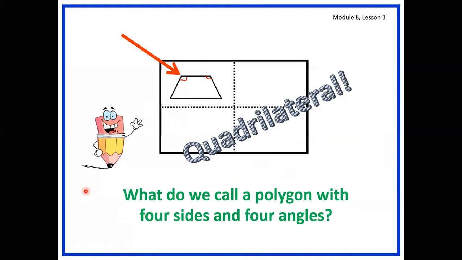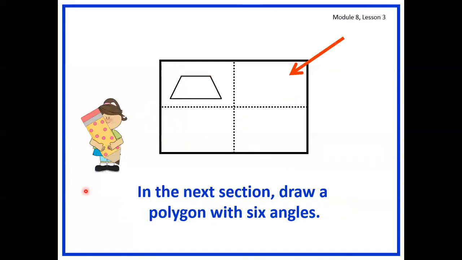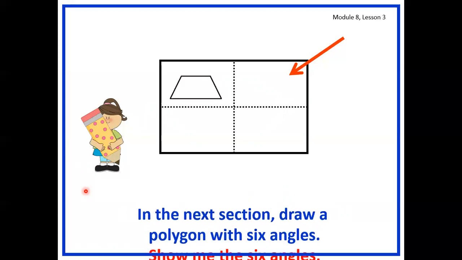All right, let's move on. In this next section, I want you to draw a polygon with 6 angles. Remember, polygon, all of the sides have to meet to form angles, and there can be no curved sides. 6 angles. I want you to draw something with 6 angles. But hint, if it says 6 angles, what does that also mean? 6 sides. Absolutely. Okay.